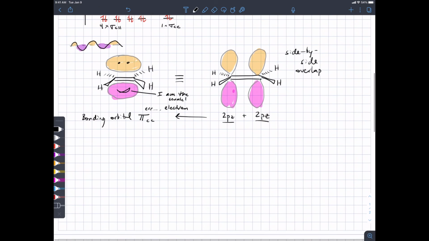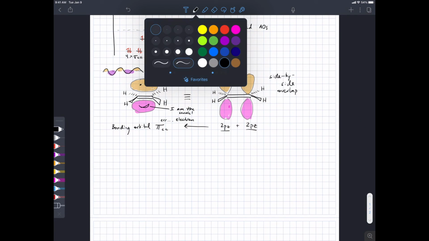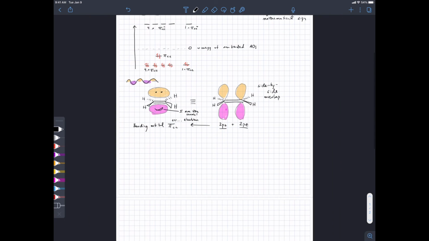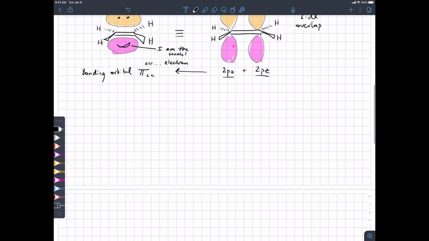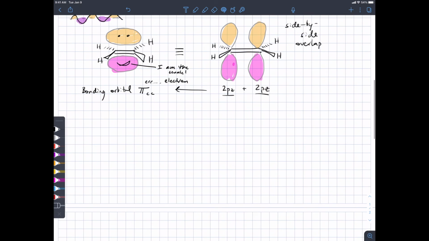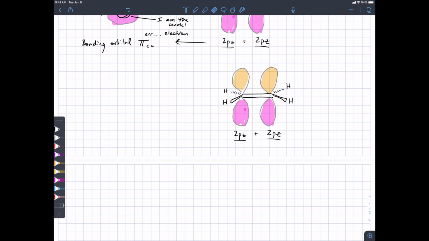Right. Okay, so now we need to deal with the antibonding orbital. Let's see. We're going to get that by simply doing the minus combination. Whereas before we did the 2pz on one carbon with the 2pz on the other carbon, now we're going to subtract, which means that we're going to put them together but with opposite wave function sign.